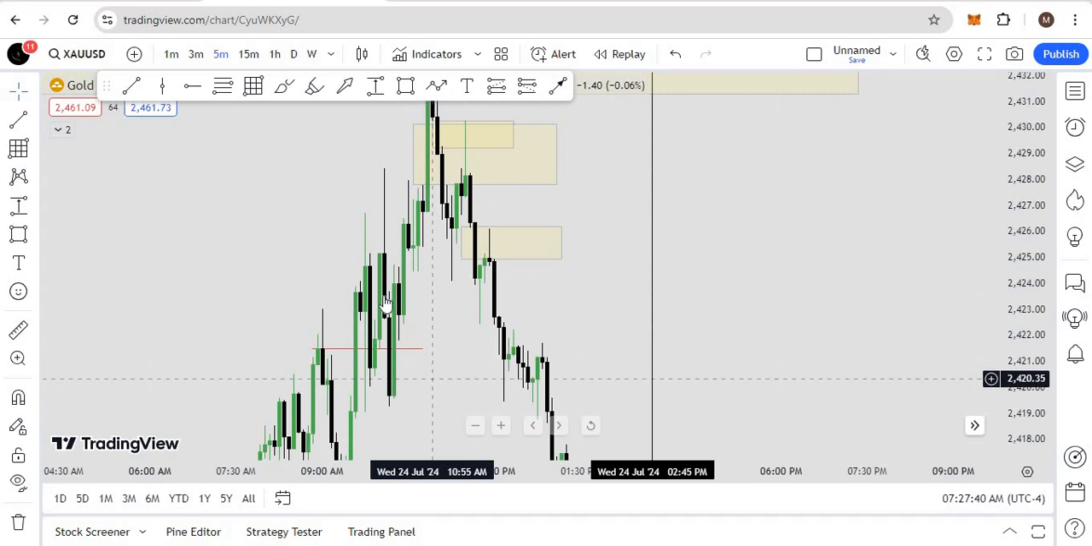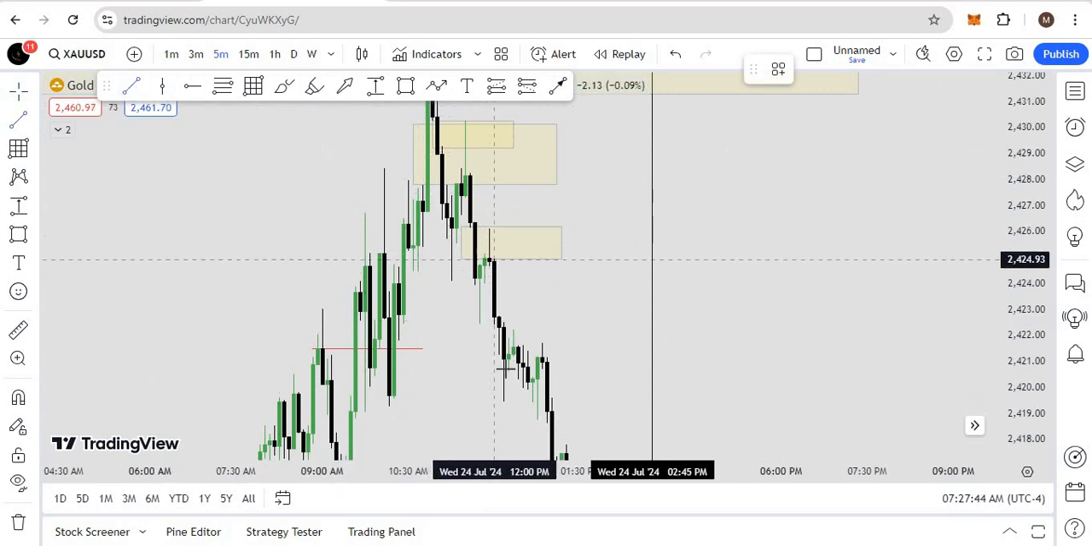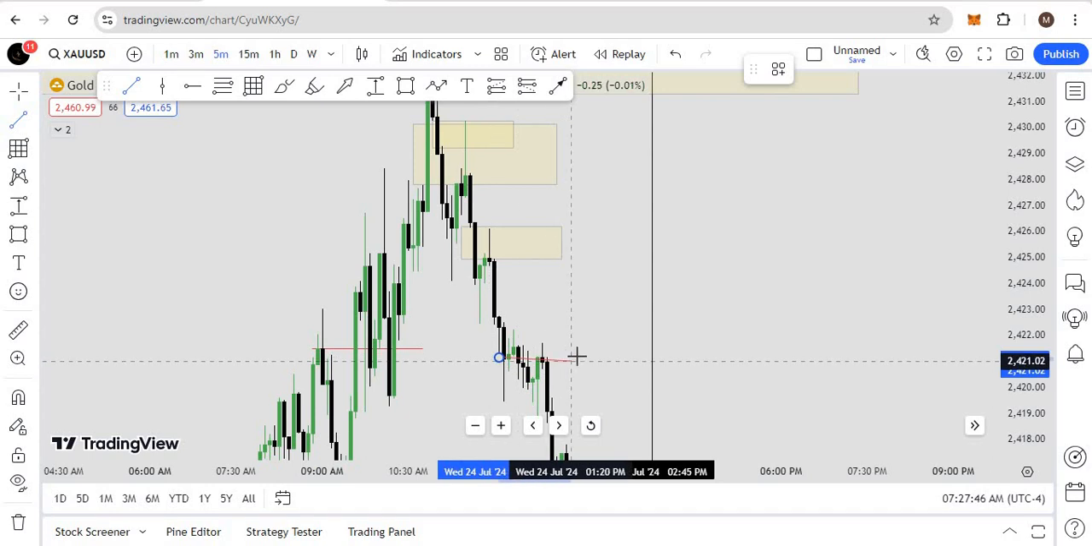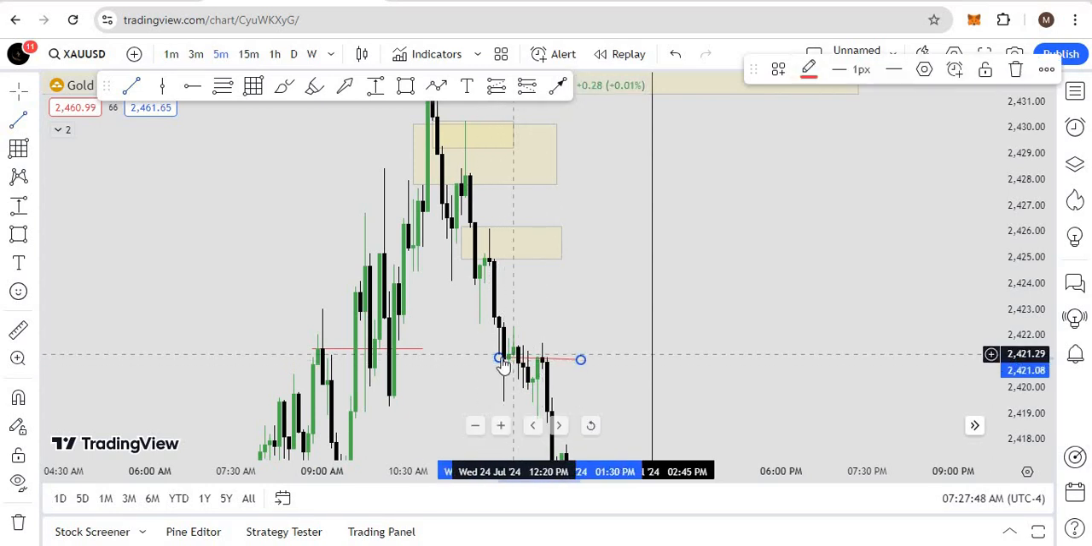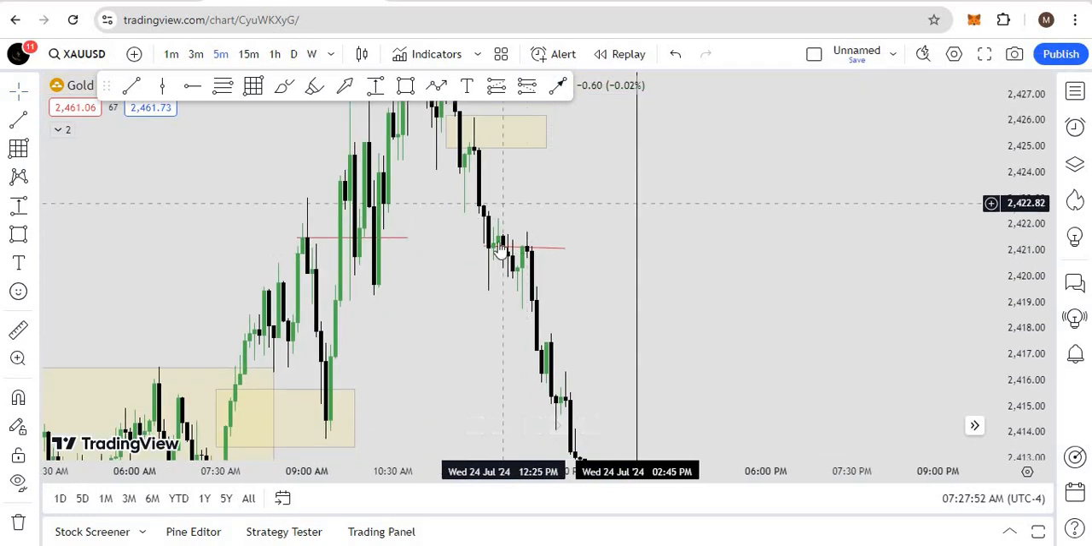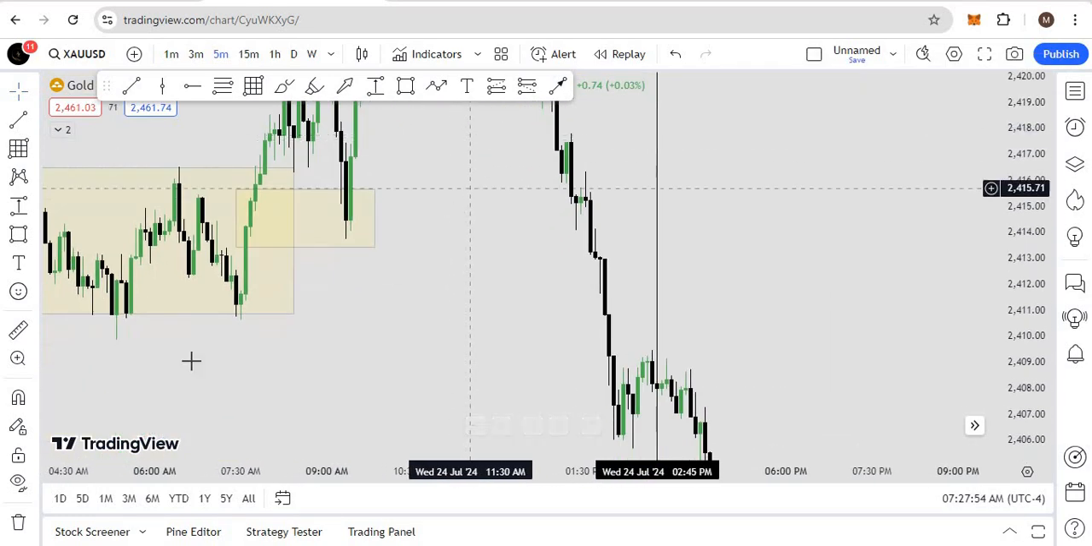Or for some of you, this might be the first distribution and this will be the second distribution. This order block, these two close candles are respected here, so it will be a second stage of distribution, and your target is here.